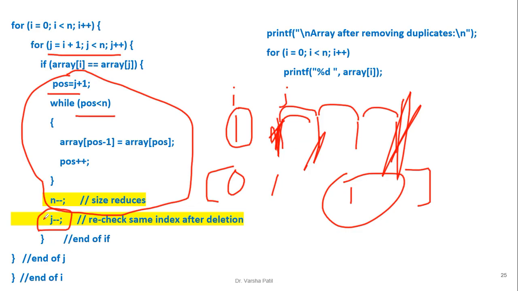If you don't do this, you will find that when consecutive elements are there, not all elements get removed. With practice you will come to know how j minus minus comes in or is necessary. And if you do a dry run on paper to see how it actually happens, you will immediately come to know that j minus minus is required here.